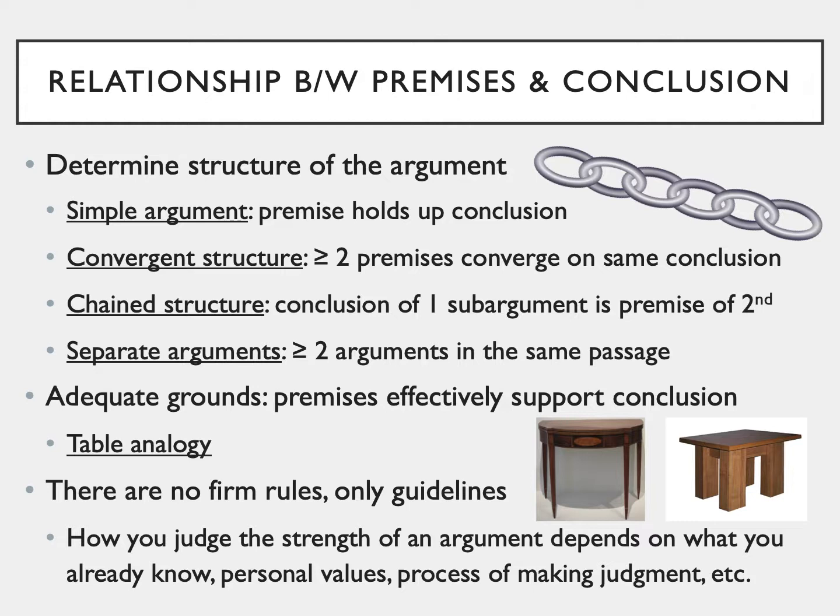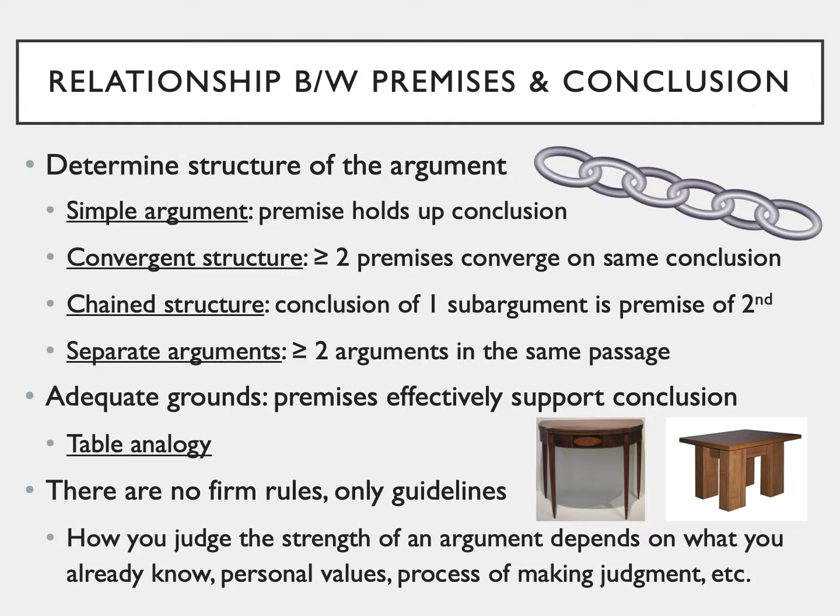Adequate grounds refers to premises that effectively support the conclusion. Some structures are more supportive than others. For example, in a simple argument, the premise provides direct support. Now, in terms of a table, imagine a tabletop being supported by one leg. It's possible there are pedestal tables that are very effectively supported by one very large table leg. However, if that table leg is relatively weak, the weight of the tabletop will collapse. And that's the perfect analogy for argument structure.